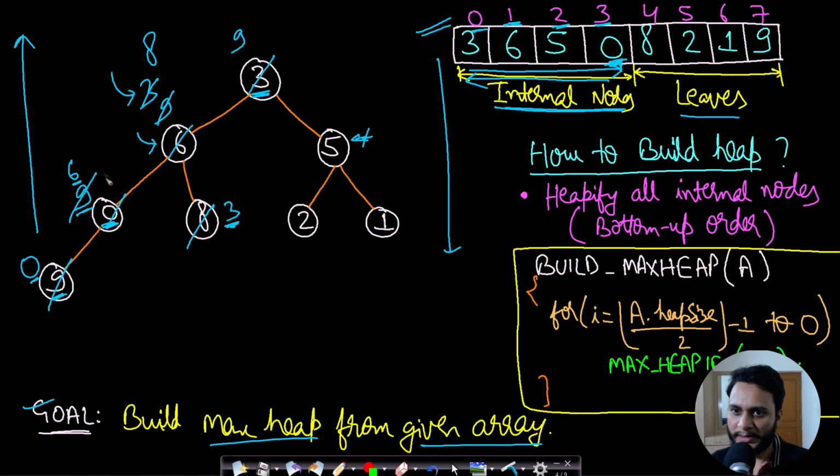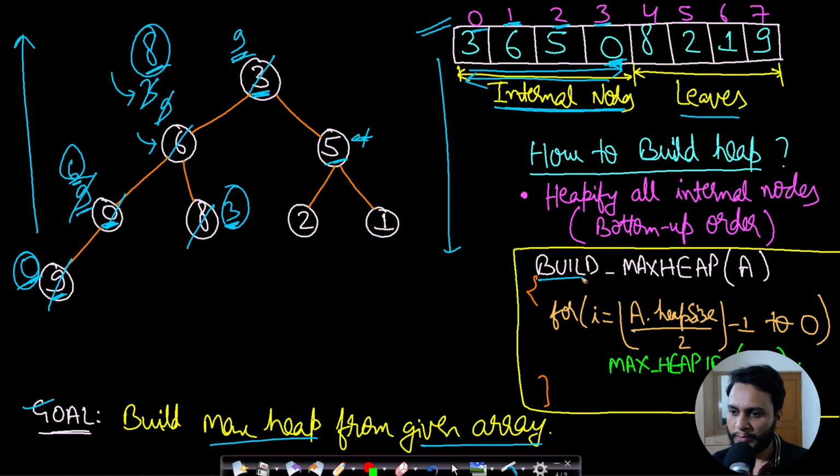So this is the final heap structure where 9 is forming the root, 8 is its left child, 5 is its right child, and for this node its left child is 6 and its right child is 3. Okay, and this 0 is the last element. So this is the entire algorithm for forming a max heap using the max heapify algorithm.